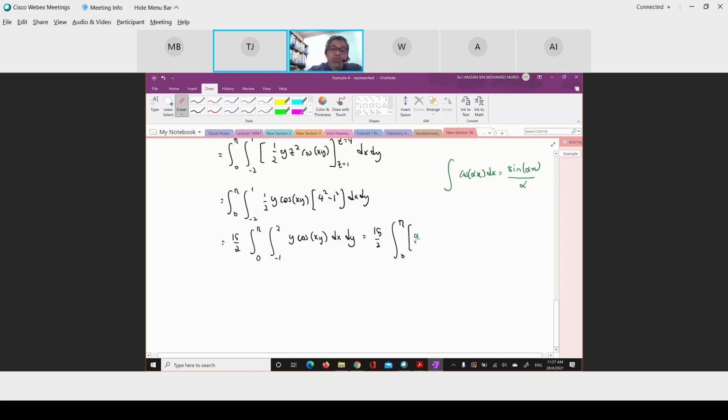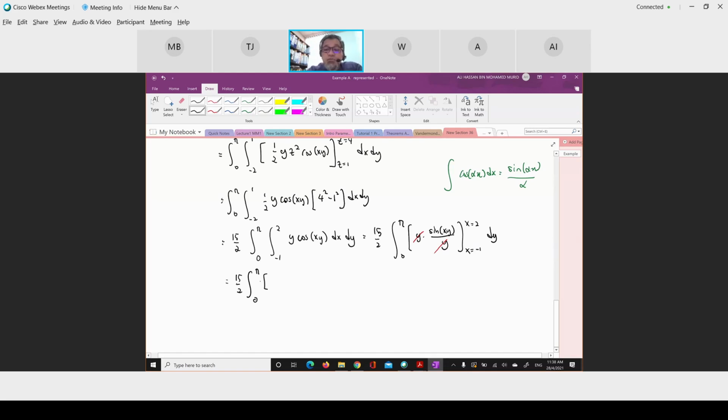Or maybe we can write it first as y times sine xy over y, with x between the limits. So y cancels out, right? So the integral of y cosine xy with respect to x is the same as sine xy actually. So then we have 0 to pi.